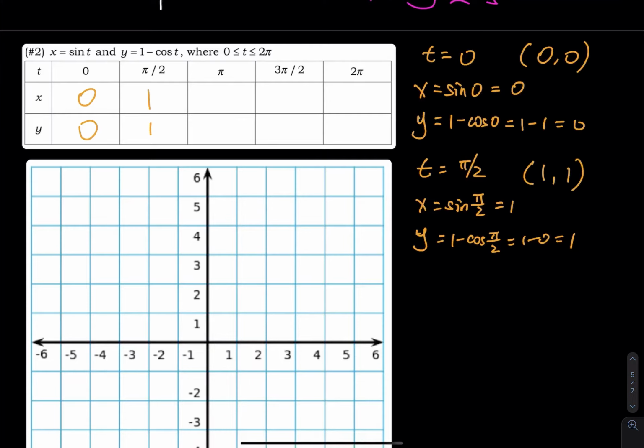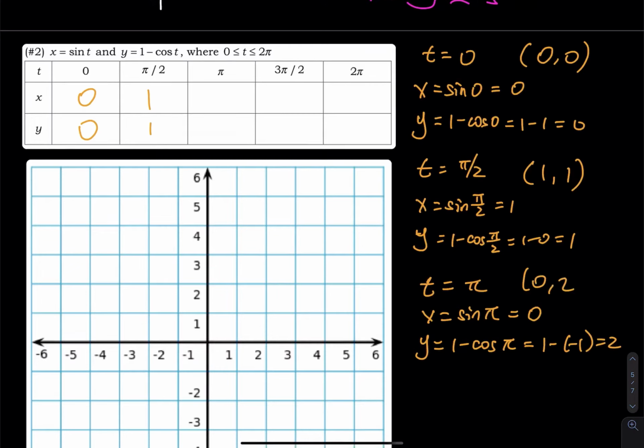And then when t equals pi, you have x equals sine of pi, 180 degrees, which is 0. y equals 1 minus cosine pi, 180 degrees, where cosine is -1. So you have 1 minus -1, that equals 2, then you have 0, 2.